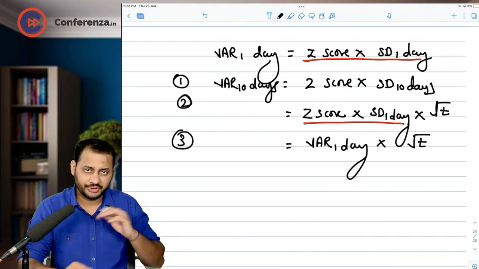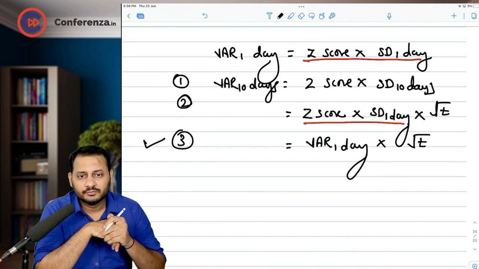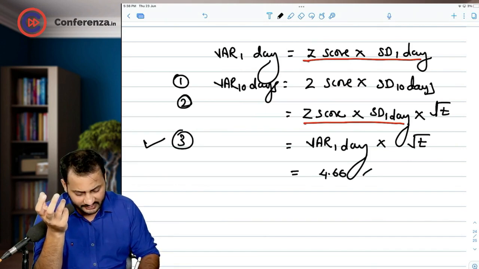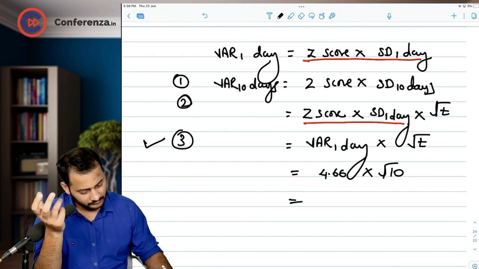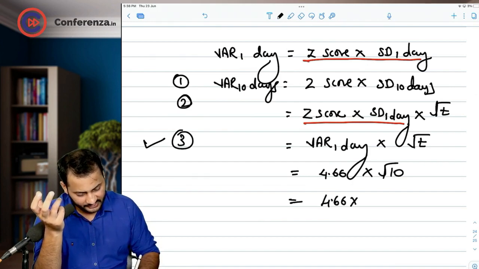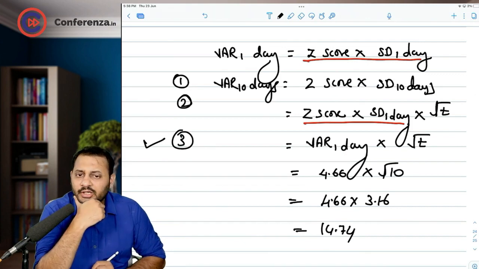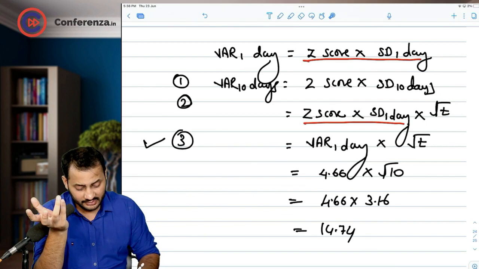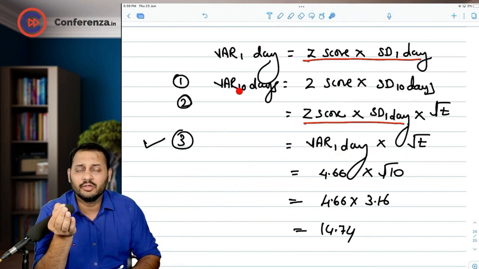In your question in the compiler, this formula has been used. And you can do it easily. Like, what was the VAR for one day? 4.66 into under root 10. 4.66 into 3.16. The answer is 14.74. Same answer. It may happen in the exam that they will give you only VAR and time in order to calculate the 10 days VAR.